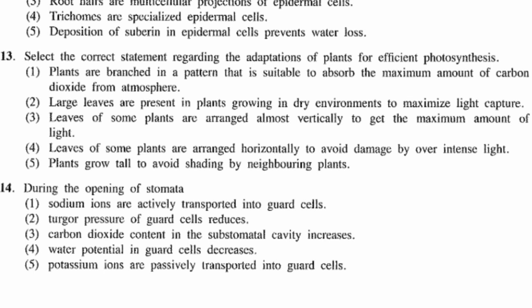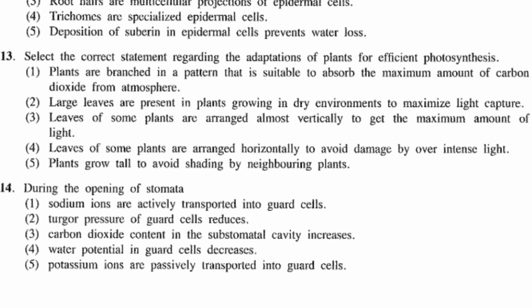Third statement, leaves of some plants are arranged almost vertically to get the maximum amount of light. This is wrong. To get the maximum amount of light, they will have a more parallel arrangement. If they are arranged vertically, that is to minimize the amount of light. Fourth statement, leaves of some plants are arranged horizontally to avoid damage by over intense light. Again, that is wrong. So 3 and 4 are related. If the leaves are vertically arranged, that is to reduce the amount of light. If the leaves are horizontally arranged, that is to increase the absorption of light. So the fifth statement, plants grow tall to avoid shading by neighboring plants. That is correct. So the answer is answer number 5.